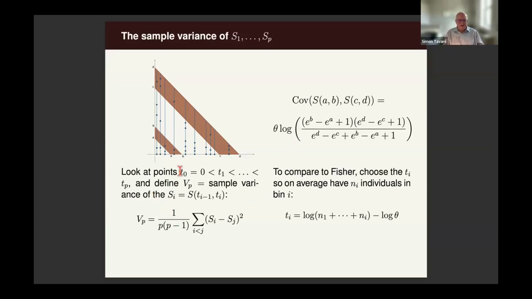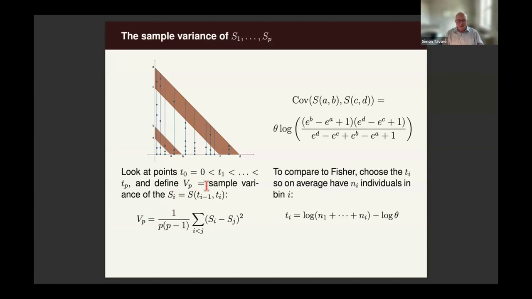So what we're going to do is look at a series of time points, this time not just two intervals, but P of them. Start from 0, and the first interval goes from 0 to T1, and then from T1 to T2, and so on. We let V_P be the sample variance of these S's, defined in the same way as before, but for each of these abutting intervals. And V_P is our sample variance that we want.